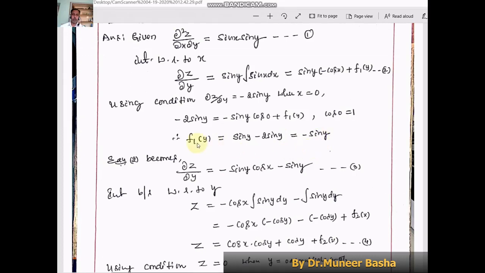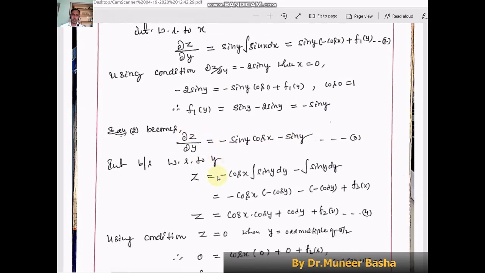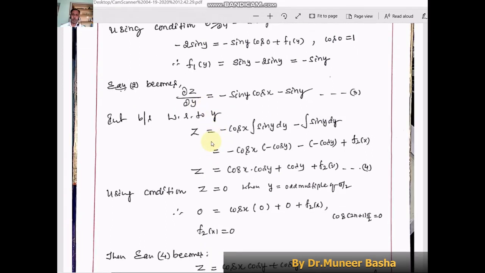Put that f1(y) value into the above equation. So ∂z/∂y becomes minus sin y cos x minus sin y. So this is a first order partial differential equation. Now we want to find the solution. Integrate once again with respect to y. Left hand side becomes z is equal to minus cos x integral of sin y minus integral of sin y. So minus cos x as it is, integral of sin is minus cos, minus of minus cos, plus f2(x). This is the constant of integration.